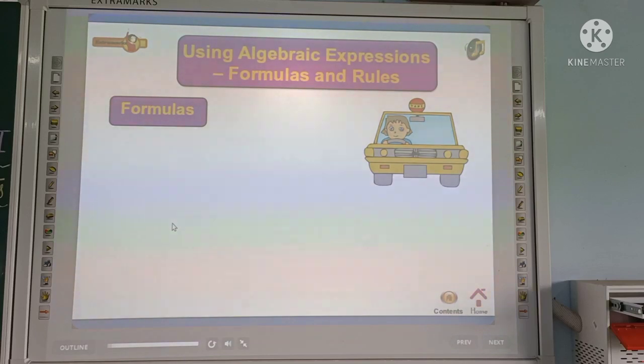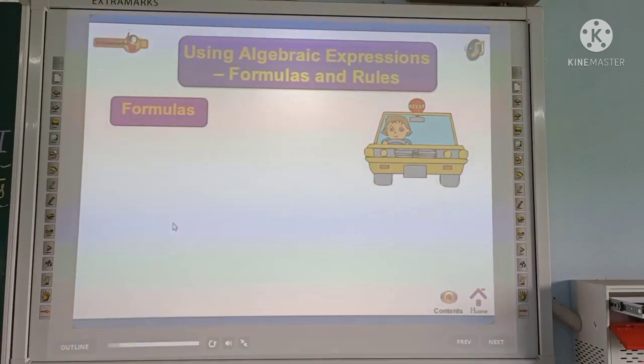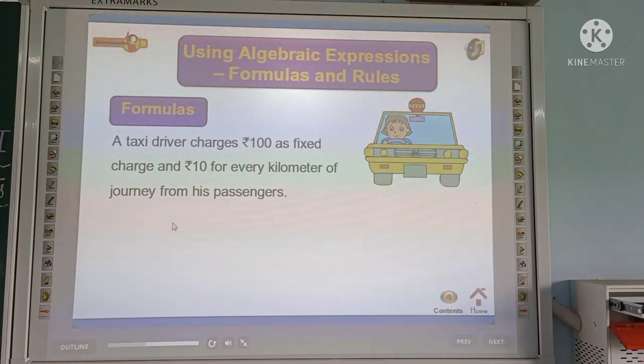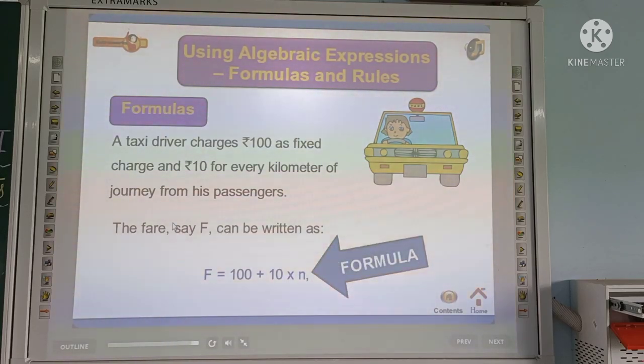We will now learn to use algebraic expressions in formulas and rules. Let us first use them in formulas. For this, consider a scenario. A taxi driver charges rupees 100 as fixed charge and rupees 10 for every kilometer of journey from his passengers. The fare F of the taxi can be written as F = 100 + 10 × n, where n is the number of kilometers.